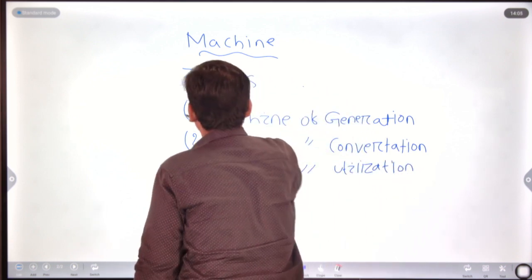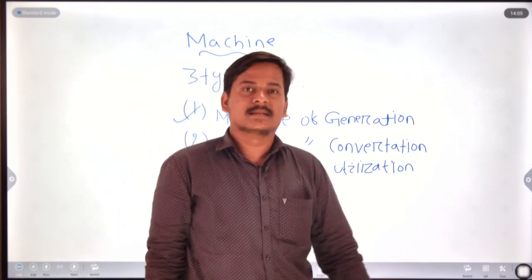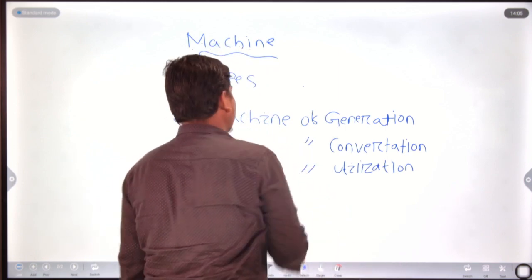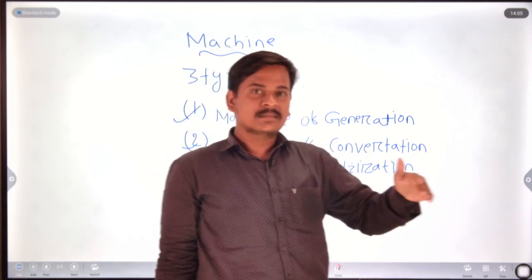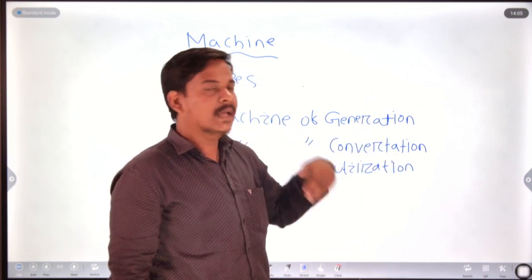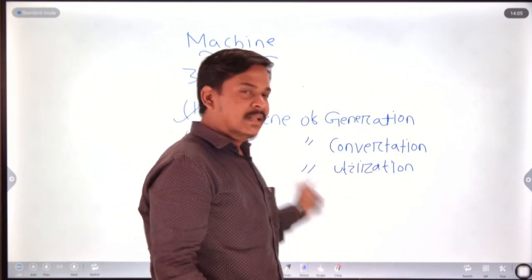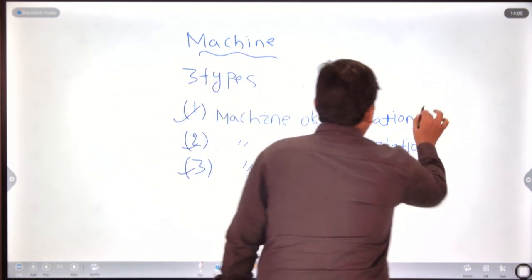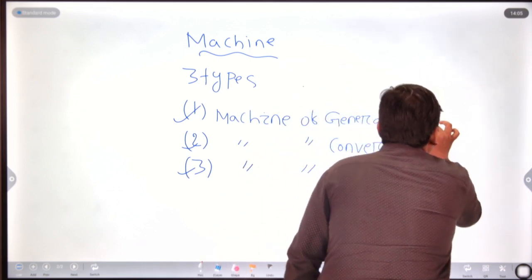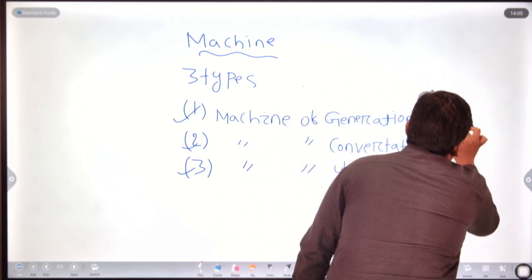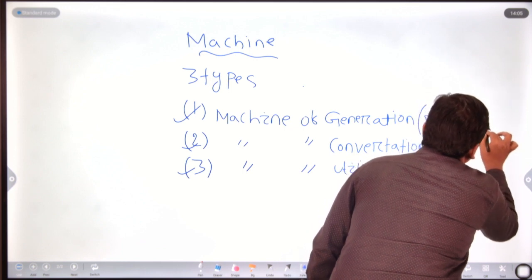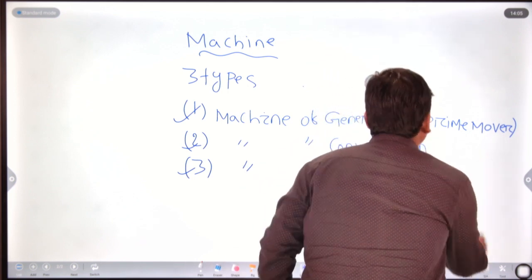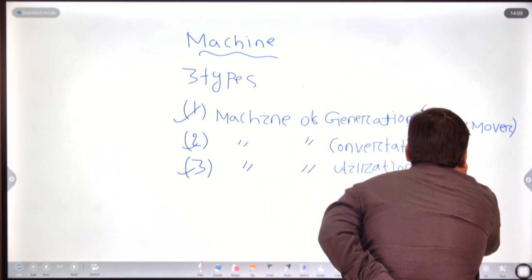First, machine of generation. In this, mechanical energy is generated. Then second, machine of conversion. In this, mechanical energy is converted into any other energy. Third, machine of utilization. In this, mechanical energy is utilized properly. Machine of generation, in short, we call prime movers. Machines of conversion, in short, we call converting.